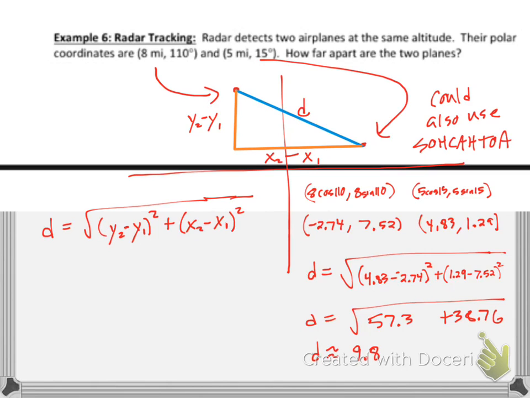So that's an application of, hey, I've got polar. Would it be nice to convert? What would I want to convert to x and y for? This is one way that might come in handy. Okay, I'm going to go on to the next section.